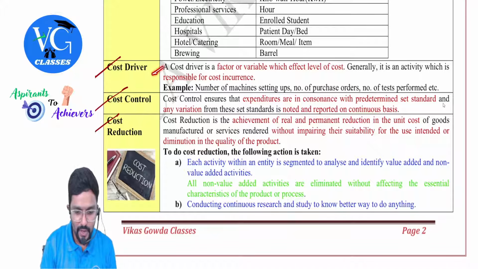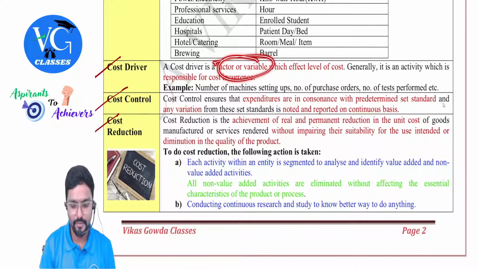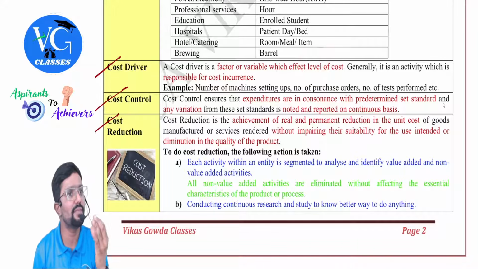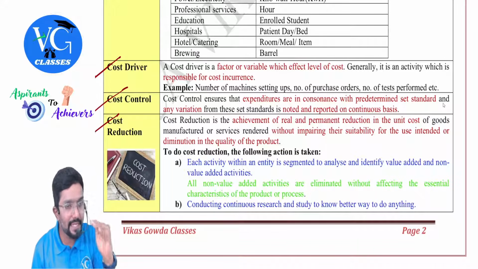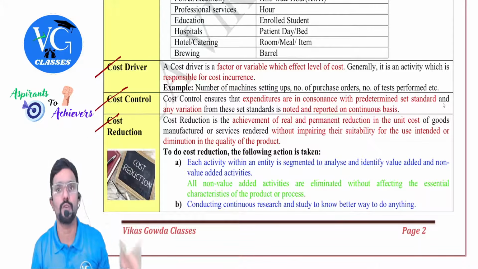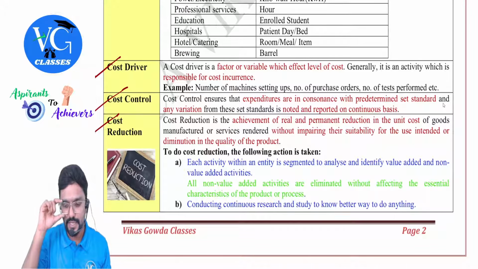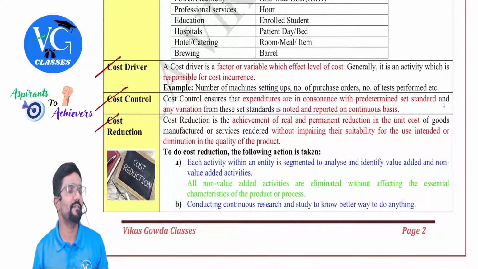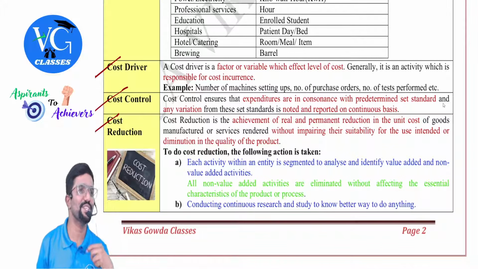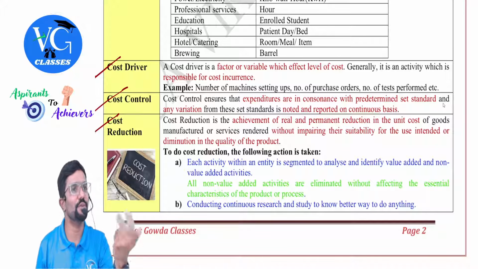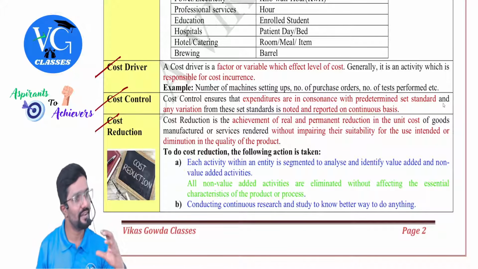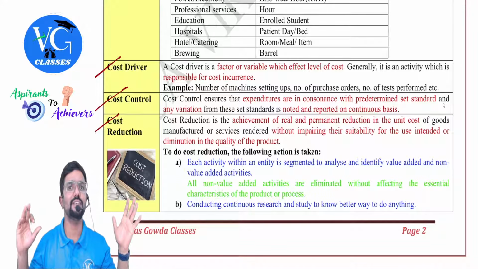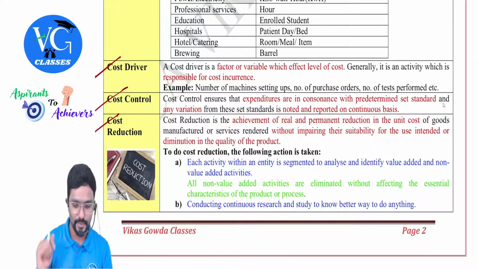A cost driver is a factor or variable which will affect the level of cost. Level means here the amount of cost. Higher the cost driver, higher would be the amount of cost. Generally, it is an activity which is responsible for cost increase. For example, if there is no production, no production cost. If there is no purchase, no purchase cost. Correct? Higher the cost driver, higher the cost. Or if there is no cost driver, then there is no cost at all. Okay.